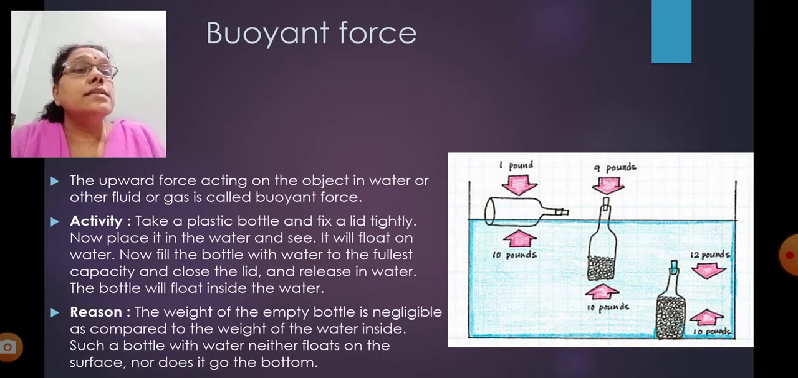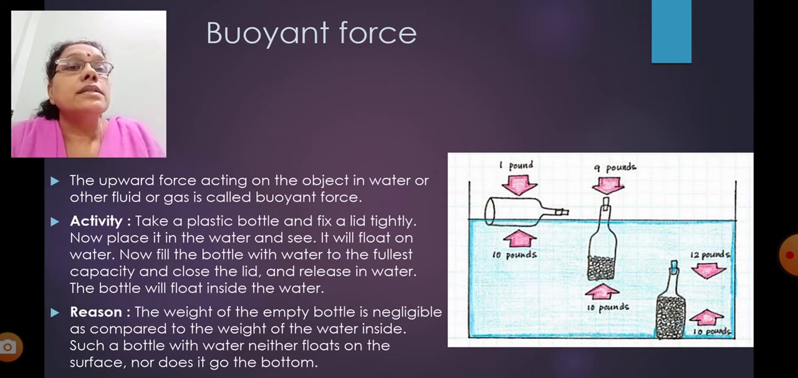What is the reason? You can observe from the figure. The first bottle, empty, is floating, and the middle one, half filled, is not down and not up, in the middle. And the last one, fully filled, went down. The weight of the empty bottle is negligible compared to the weight of the water inside. Such a bottle with water neither floats on the surface nor goes to the bottom. That's about the buoyant force.